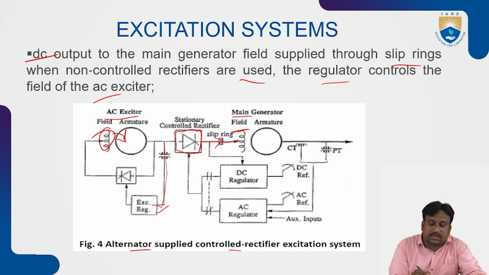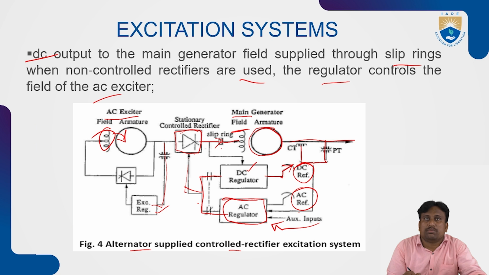This is called the main field setup, and this is one of the DC regulators. They are both coupled to each other with the AC regulator and connecting to the blocks of the stationary controlled rectifier. This is called the generator armature, and it is supported by CTs and PTs. The DC regulator is maintained by the DC reference circuit, and the AC regulator is maintained by the AC reference circuit. All are connected to the auxiliary inputs of the AC regulator. This will give better control over the system voltage through the slip ring arrangement, maintaining the field winding, and this will maintain it constant.